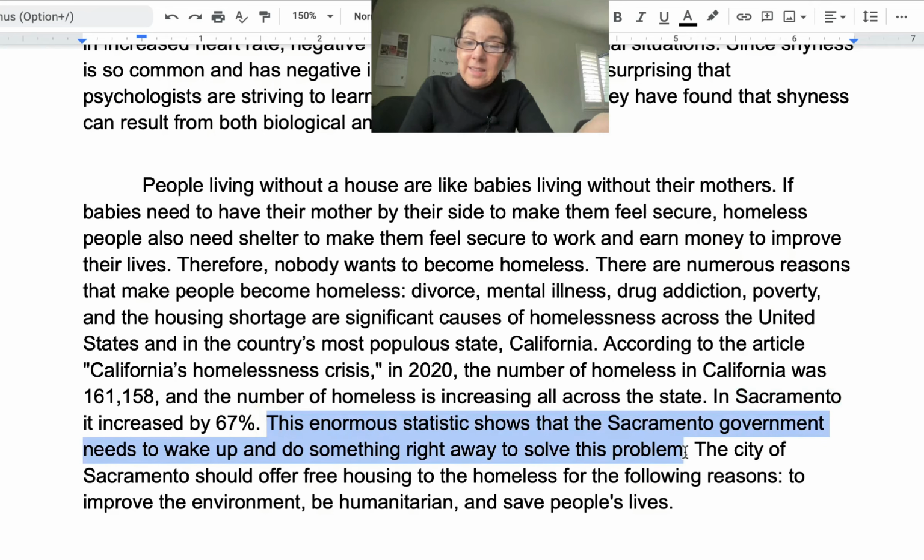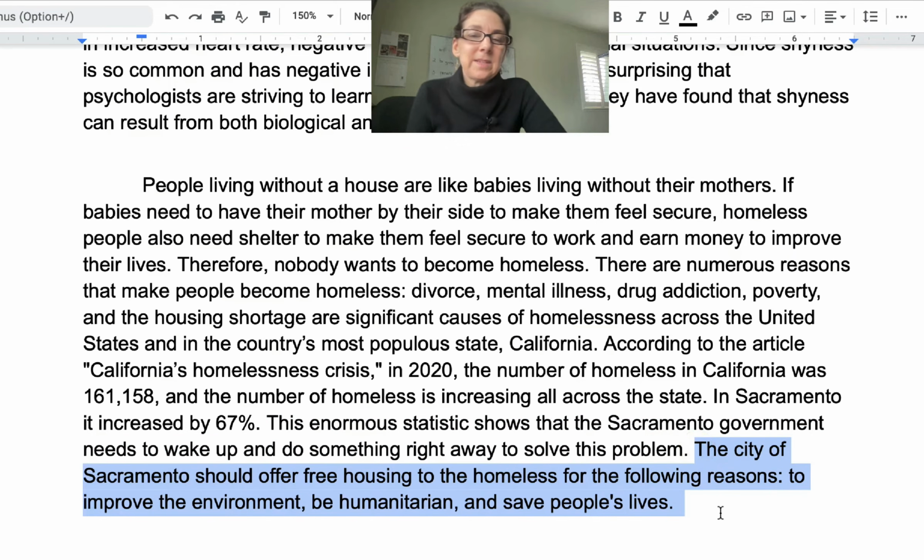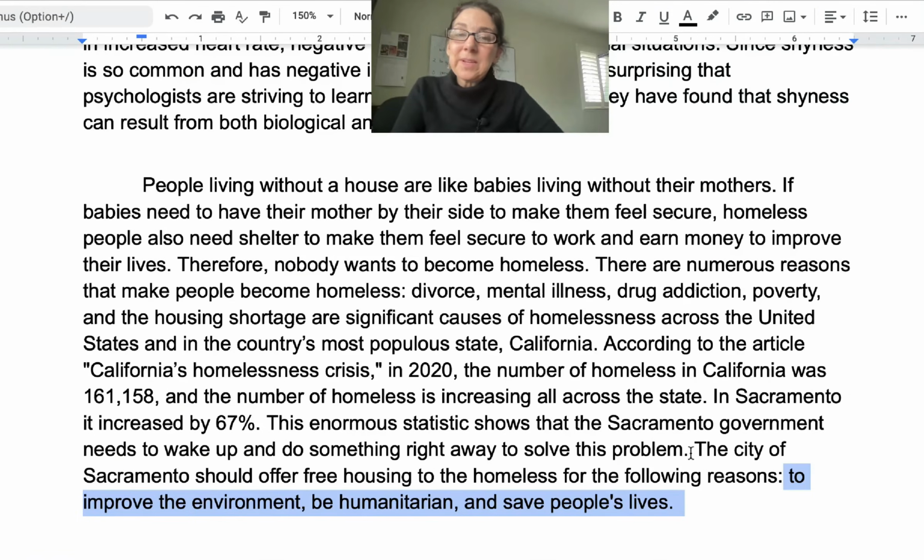Okay, then she has this sentence that helps us move into the thesis. This enormous statistic shows that the government needs to do something. Then we have the thesis statement, and the thesis statement is for an argumentative essay. She's going to try to persuade us that the city of Sacramento should give free housing to the homeless. Why? She has her 3 key points here. There are 3 reasons.